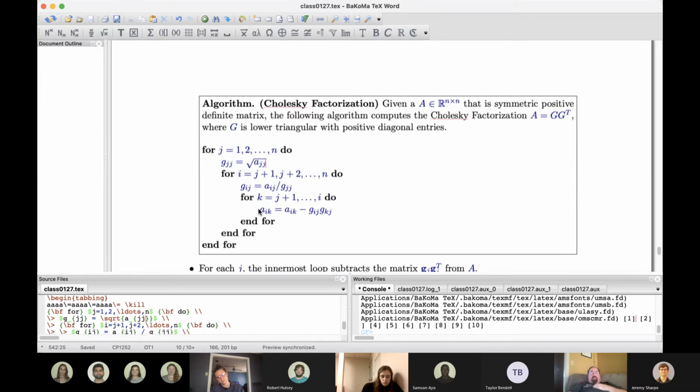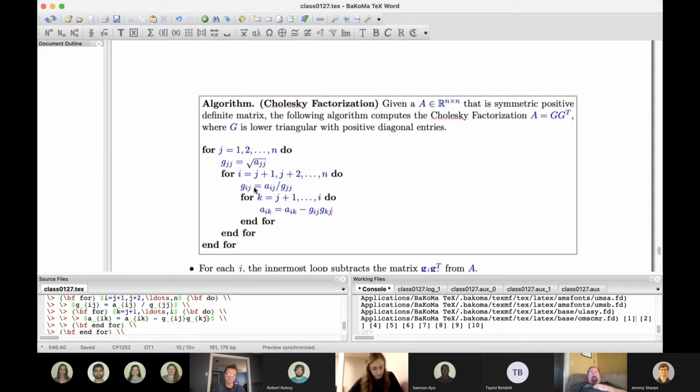Then here's where you update A by subtracting off contributions from column j of G. Notice you have Gij and Gkj. These are entries of the jth column that we've just computed. That's what we subtract off. So then the modified A is what's used in the next iteration, where we can do the same thing, square root and then divide.